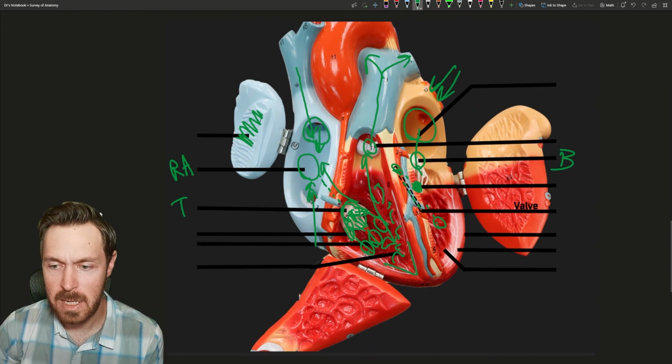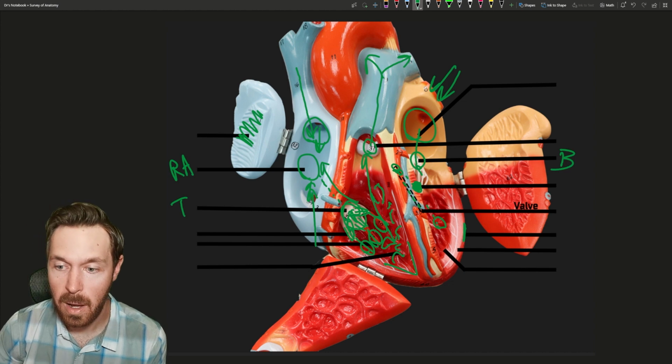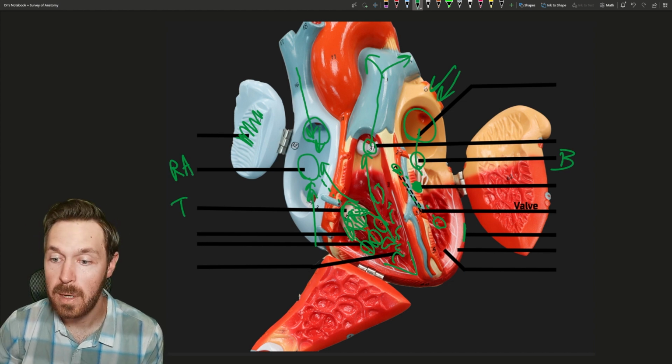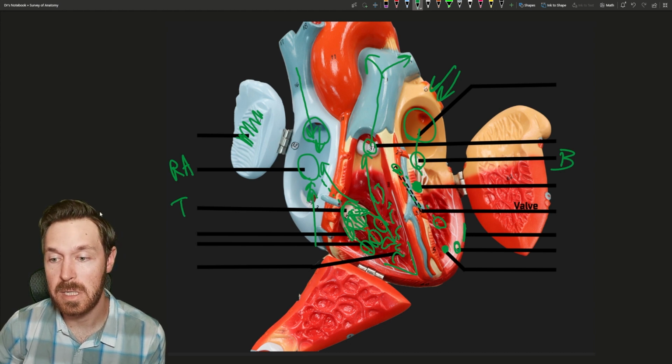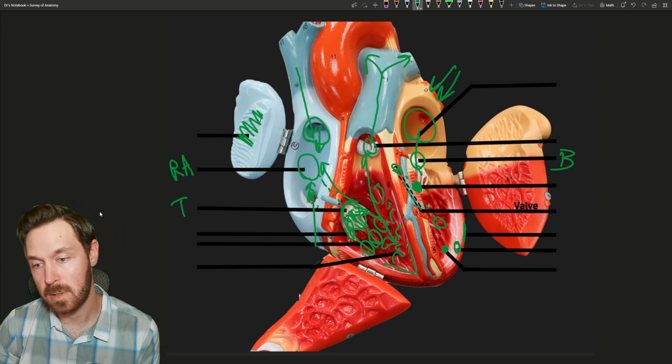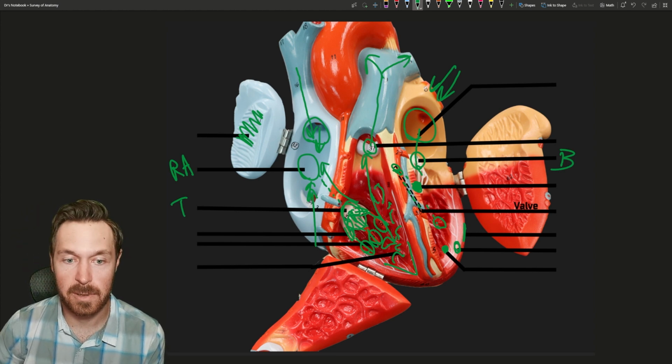And then the last little three here are just showing the layers of the heart. So there's a connective tissue upon the heart. It's called the epicardium. The muscular layer is then called the myocardium, and the connective tissue layering around the inside is called the endocardium. So just going over the layers of the heart.